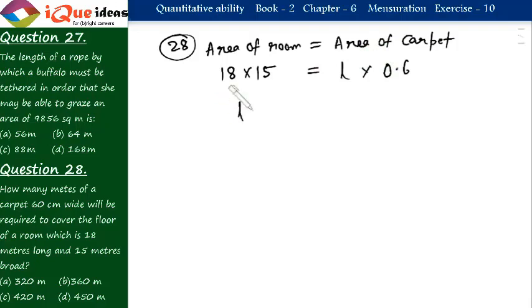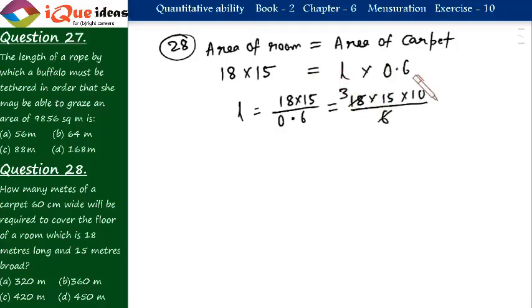Okay, so we have length is equal to 18 into 15 divided by 0.6. If you remove the decimal, you will get 18 into 15 into 10 divided by 6. 6 cancels 18 3 times. So 3 into 15 is 45. 45 into 10 is 450 meters. So the length of the carpet required is 450 meters.